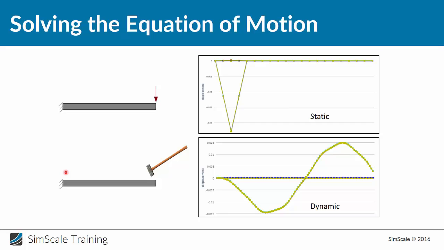And just to make sure you all get the difference between static and dynamic, let's take a look at this example. And this is very important because static and dynamic is not necessarily related to time. I will give you an example. Just imagine we have here a bar, and this bar is fixed on the left-hand side, and on the right side we will apply a load. In the first case, we will apply a load which is slowly increasing. So it's F of t. And just imagine we apply this load very slowly.